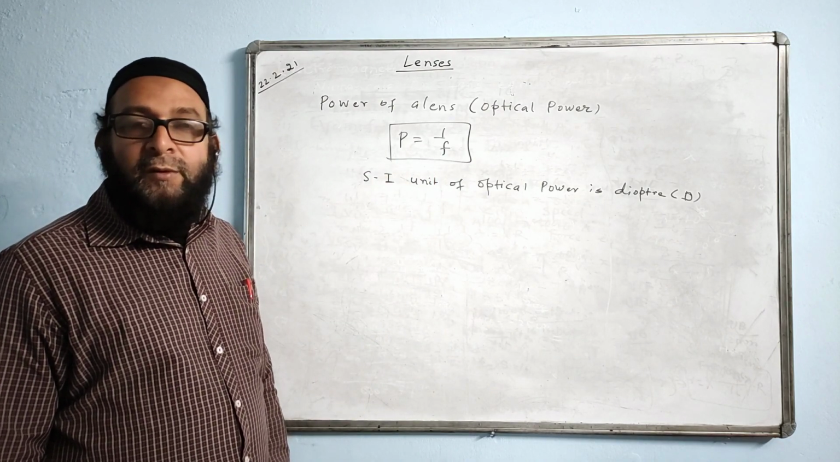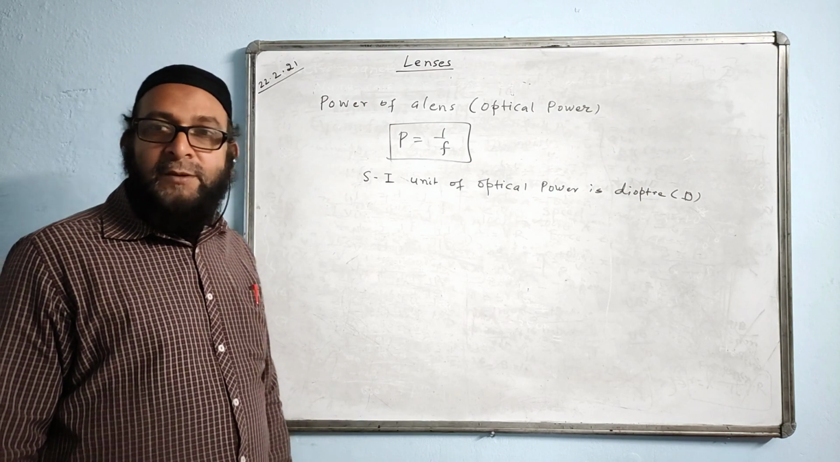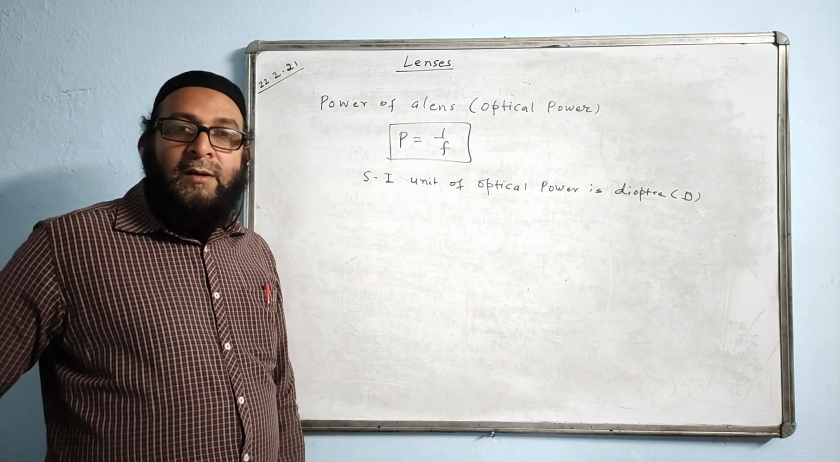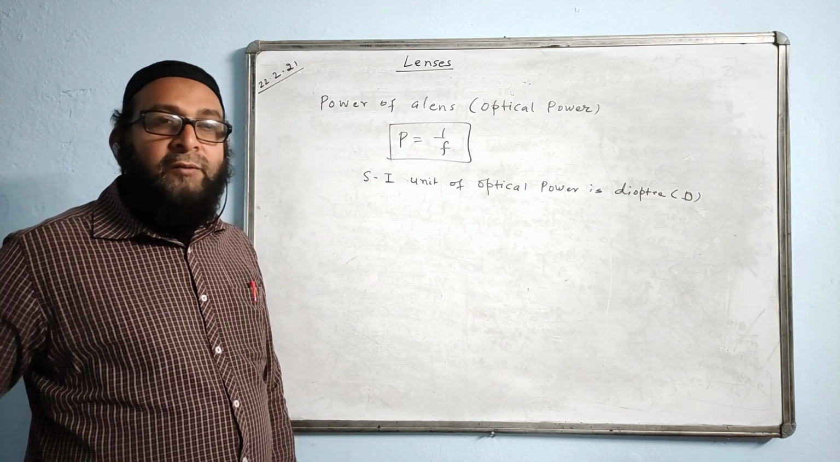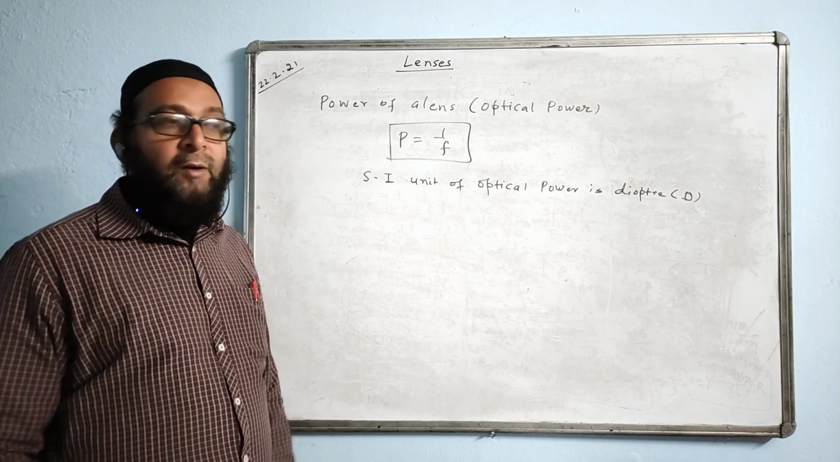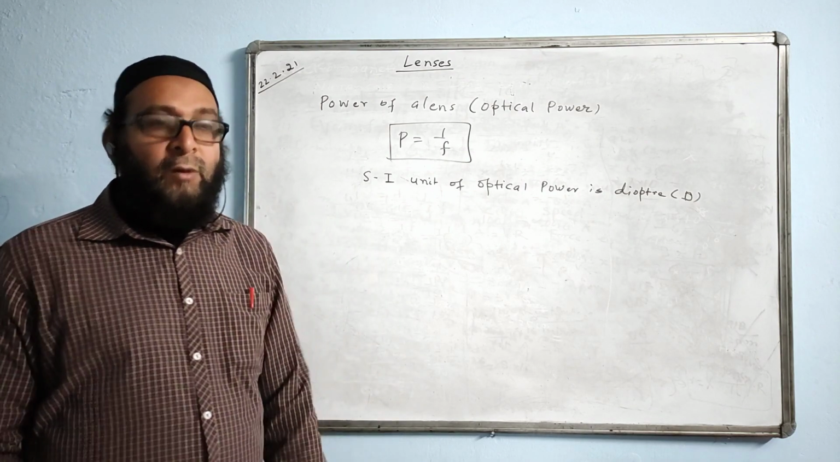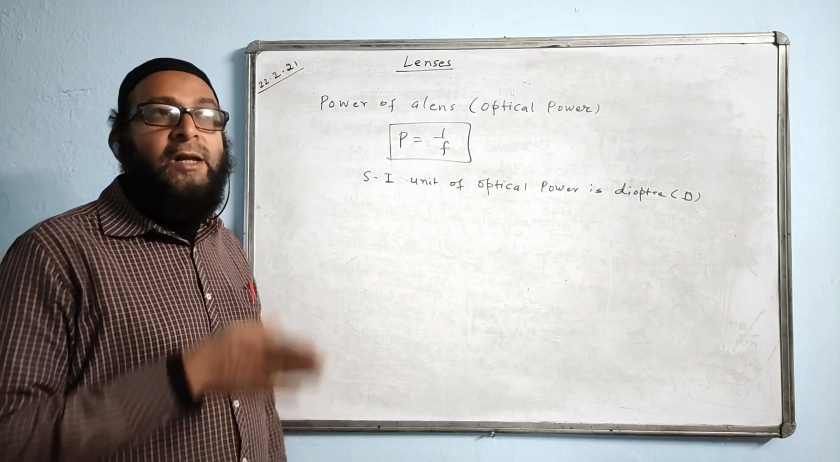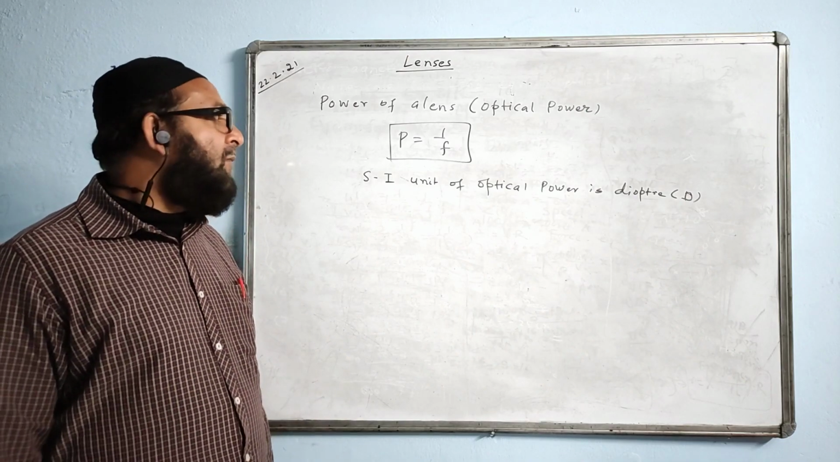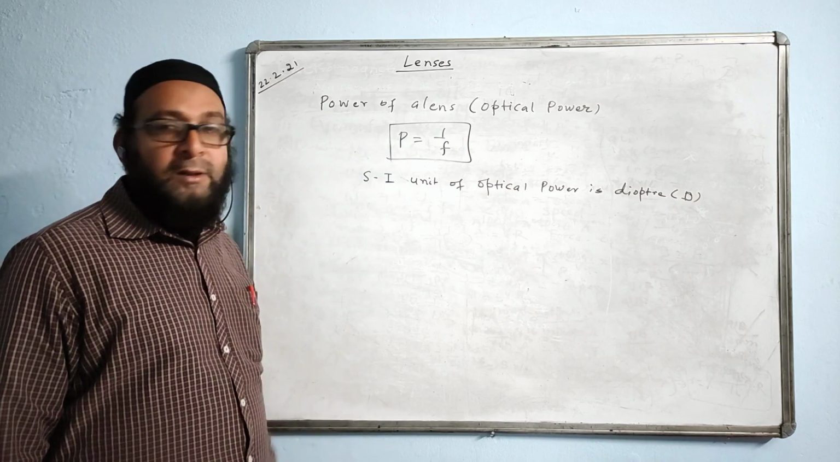What happens to the focal length of a lens when it is immersed in water from air? With respect to air, from air we are immersing it into water. What will happen to the focal length? We say focal length will increase. Why will it increase? Because the power decreases.